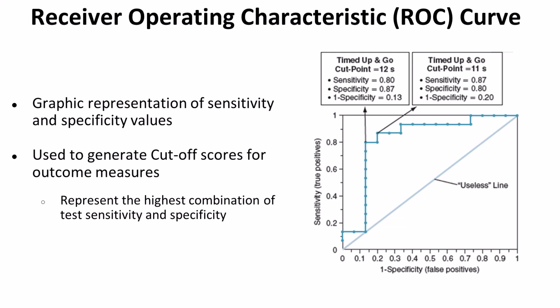Individuals who develop special tests determine the sensitivity and specificity of the tests, and then they generate cutoff scores for the outcome measures. They really want to find the numbers that give the highest combination of sensitivity and specificity. But in the case of a timed up and go test, you really want to identify those who have a possibility of falling. So you'd want to go with a higher sensitivity, and it's a good screening test.